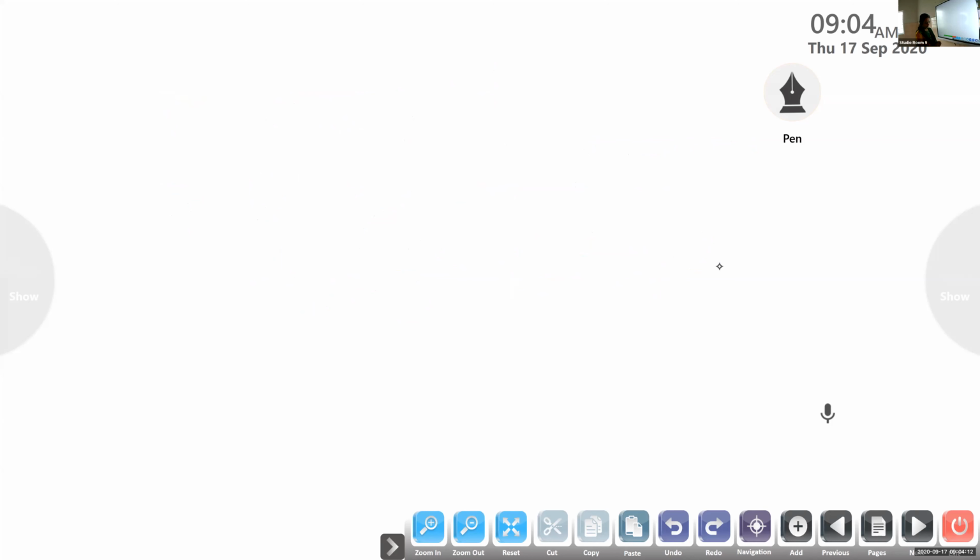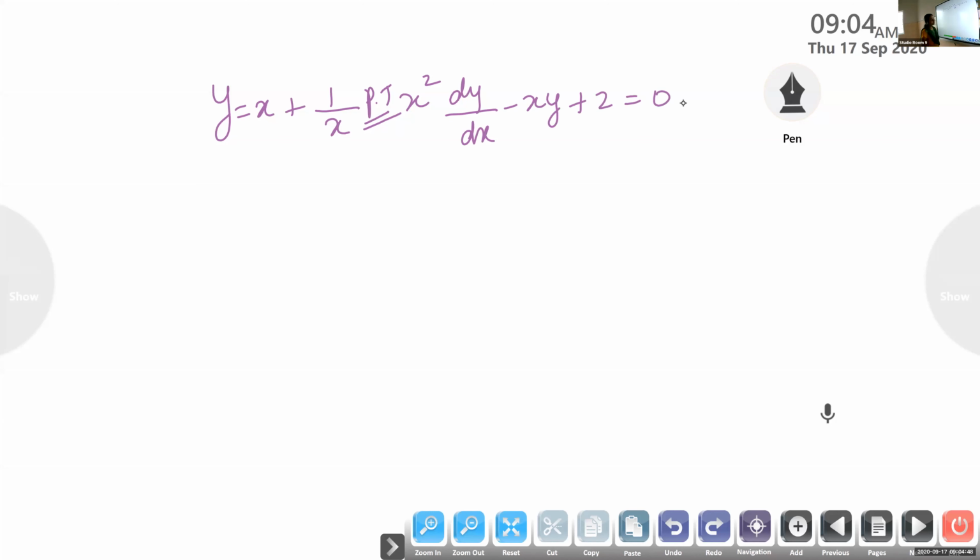Next one, if y is equal to x plus 1 by x, prove that x square dy by dx minus xy plus 2 is equal to 0.